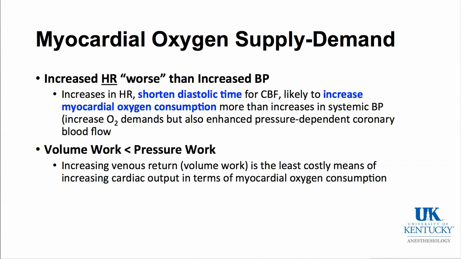So if we compare heart rate to blood pressure, which is worse? Increased heart rate is, I put in quotation marks, worse than increased blood pressure, because when you increase heart rate, you shorten the time in diastole for coronary blood flow. Moreover, increased heart rate makes the heart work more and use more oxygen, so the combination of increased myocardial oxygen consumption with reduced supply because of the shortened diastolic time puts you at greater risk for myocardial ischemia than does increases in systemic blood pressure. Because increases in systemic blood pressure may increase demand some, but it also enhances pressure-dependent coronary blood flow.